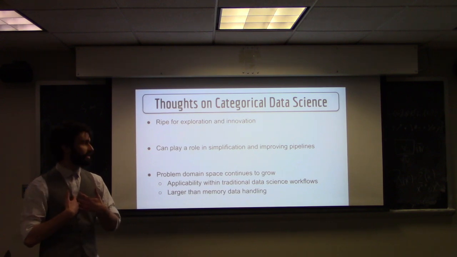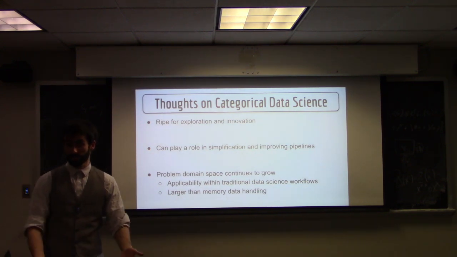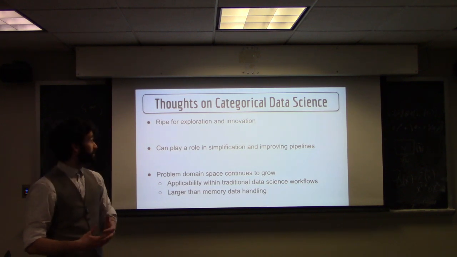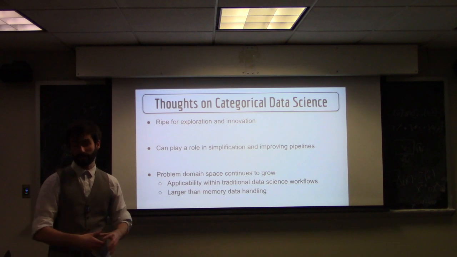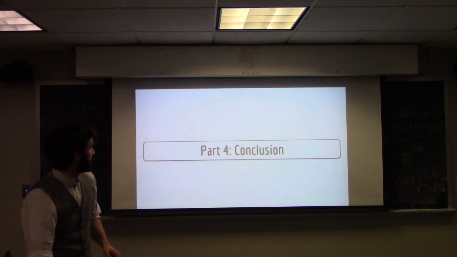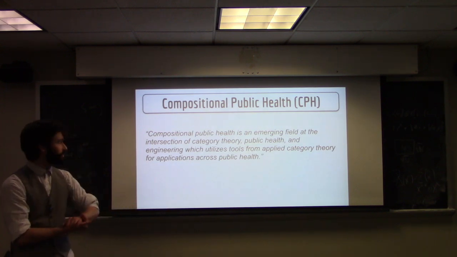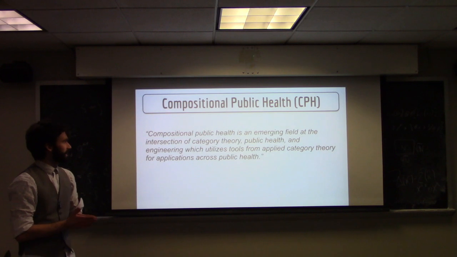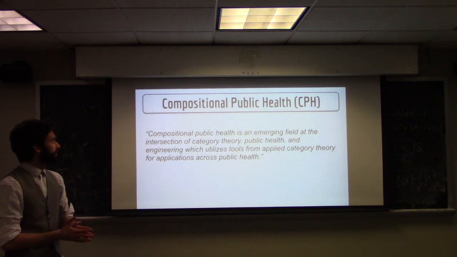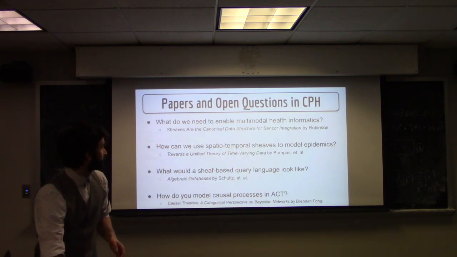Like in my case, I do research on about 35 million patients' worth of data at Northeastern University. I'd love to be able to start bringing more and more of this attribute machinery to these extremely large patient populations. And now we come to the conclusion. Just to recap with our definition, compositional public health is an emerging field at the intersection of category theory, public health, and engineering, which utilizes tools from applied category theory for applications across public health.